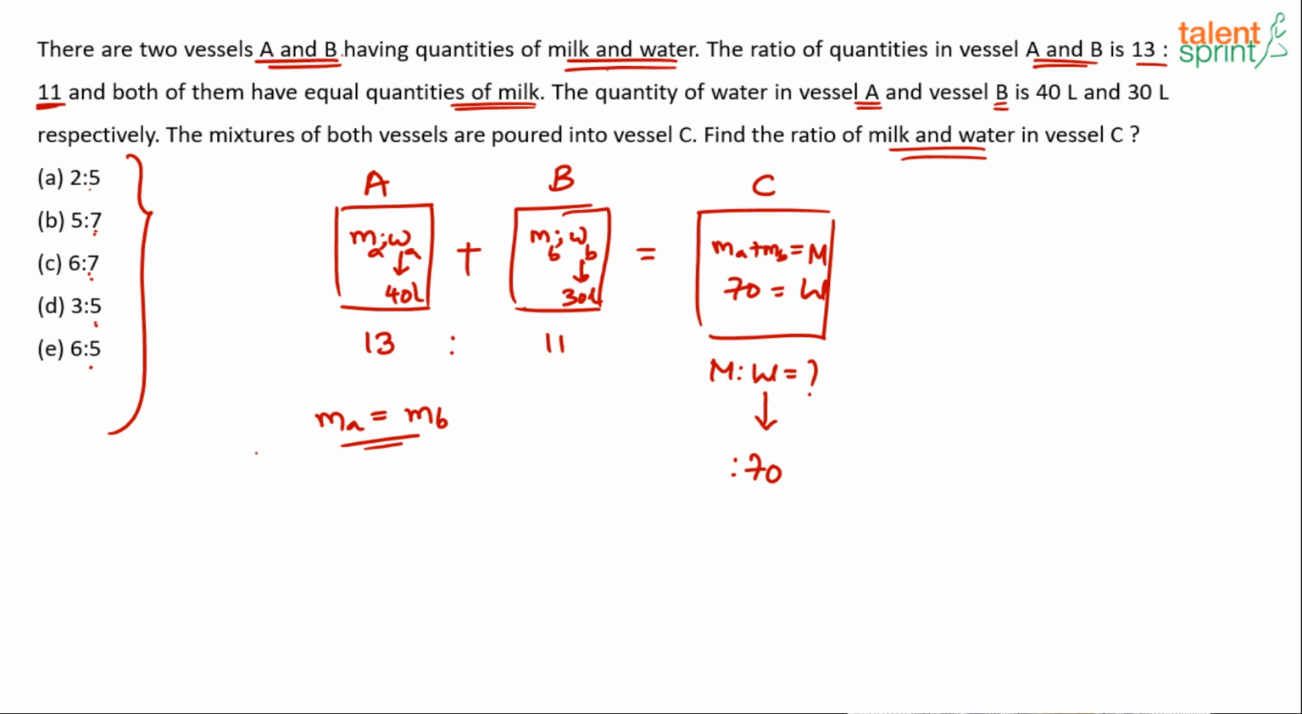But is there a smart way to get the answer? Is there a smarter way to get the answer? In my view, yes. There is a smarter way to get the answer. How do you do it? How do you do it without putting pen on paper? This understanding is important, but how do you solve it without putting pen on paper? See, try this. I know that the quantity of water in both the vessels A and B is 40 liters and 30 liters respectively. And I know that the quantity of milk is equal. The quantity of milk is equal.